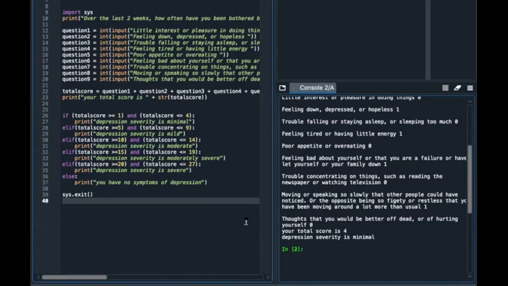So this is just one way that we can use Python, including conditionals, variables, and Boolean logic to match with psychology.